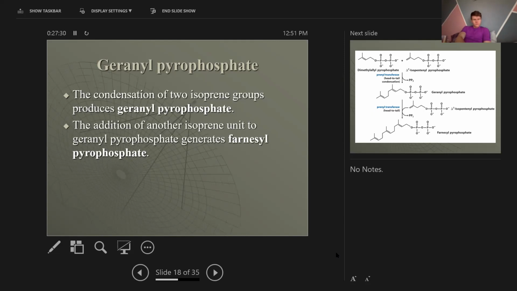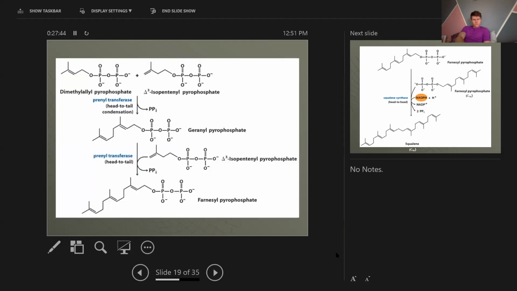Okay. Wait, so what's added to the geranyl? Another isopentenyl pyrophosphate. Oh, I see it. I see it. Okay. Yep. And you can see that reaction here. Once again, head to tail, head to tail.